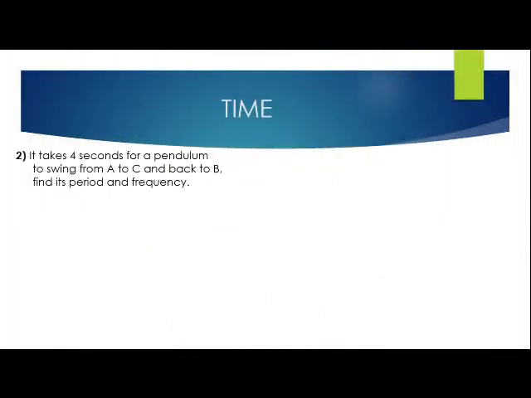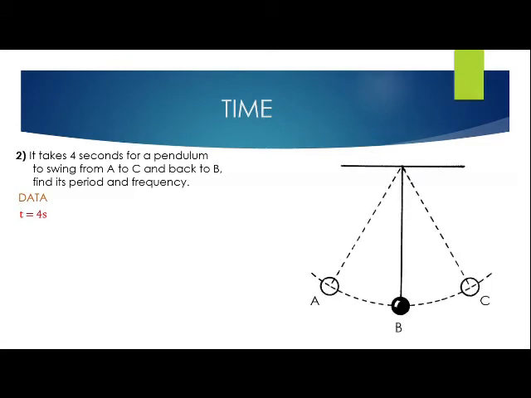Example 2. It takes 4 seconds for a pendulum to swing from A to C and back to B. Find its period and frequency. So first we get our data, which is t is equal to 4 seconds. Then we find our number of oscillations. It should be noted, in the previous example we just used the swing from A to C, which was half, but this time our pendulum came back to B.